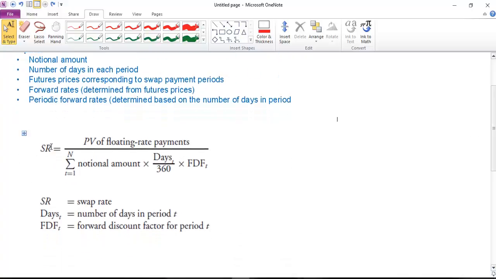Just remember that there is this relationship where you divide the present value of floating rate payments by this amount, and I'll explain where this formula comes from. So SR is the swap rate, Days sub T is the number of days in period T, and FDF is a forward discount factor corresponding to time period T.